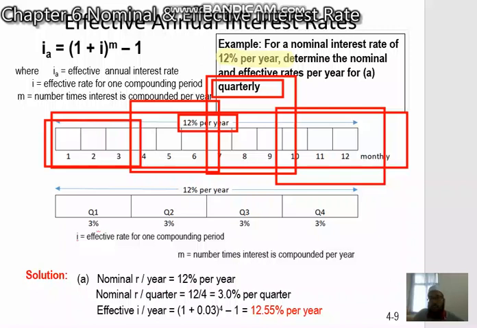So we translate it into this cash flow diagram. 12% per year. We have 4 quarters, 1, 2, 3, 4 quarters, every 3 months. So 12% divided by 4 quarters, we have 3% every quarter.